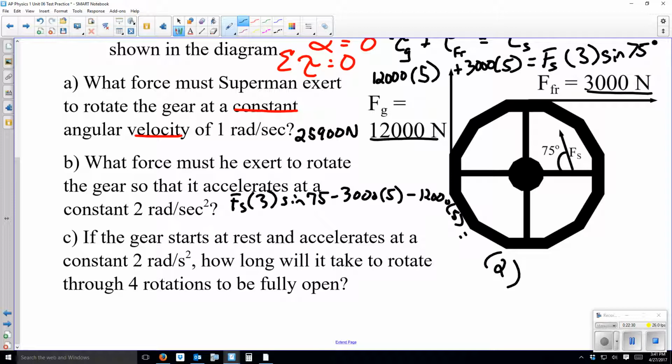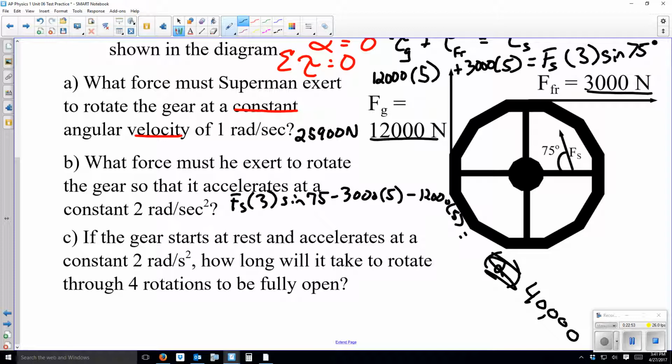But again, we are balancing torques. We're using net torque equals I alpha. That equation basically tells you how much force and how much torque has to be applied to get a certain acceleration. Work it all out, and the force itself, just that force of Superman, is 39,700 newtons.